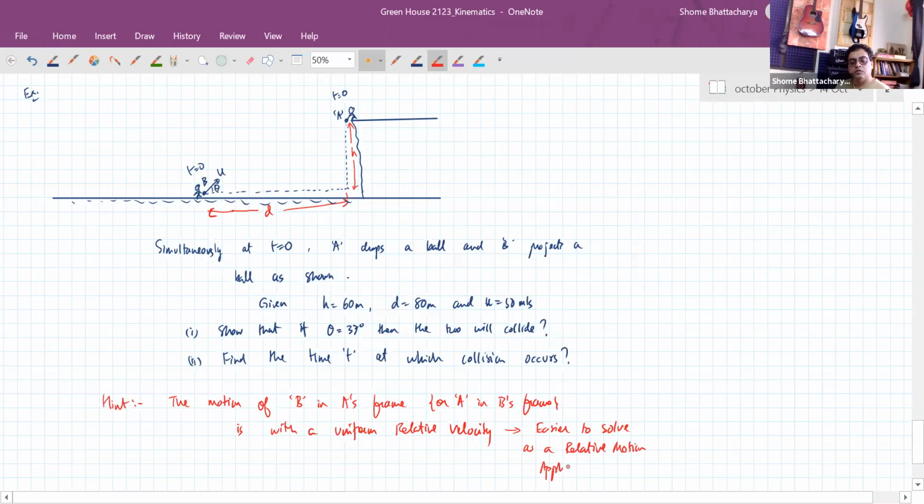Application. Whereas if you are solving in ground frame, then one of the objects is moving in that projectile parabolic path and the other is in straight line free fall. So it's more complicated.